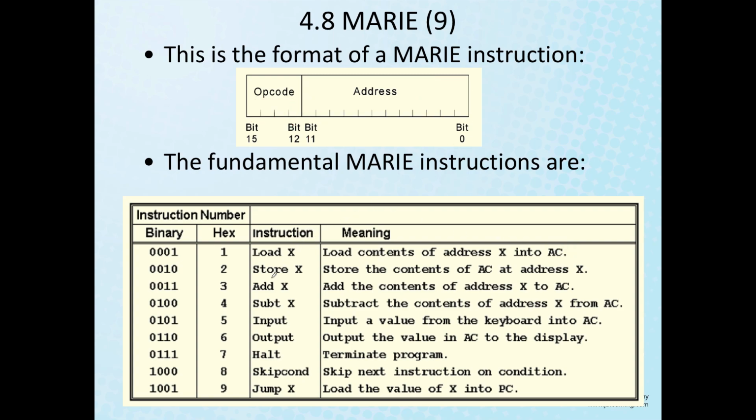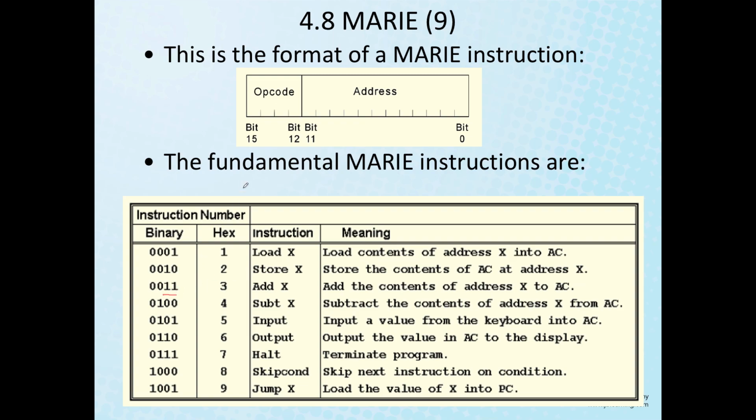And then Store X is the opposite operation. So binary code 0010 is there, and then some address is specified, for example 10000011 and so on. Then whatever is currently in the AC, the accumulator, that content will be stored at address X. That's a Store X operation.